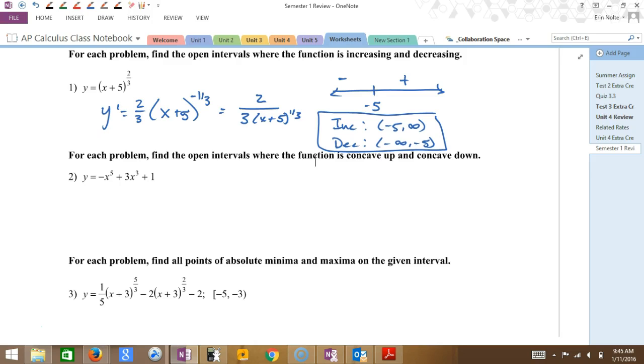How do I find concavity? You derive it again after you derive it the first time. Right, exactly. So we find the critical numbers by taking the derivative twice and setting it equal to 0.